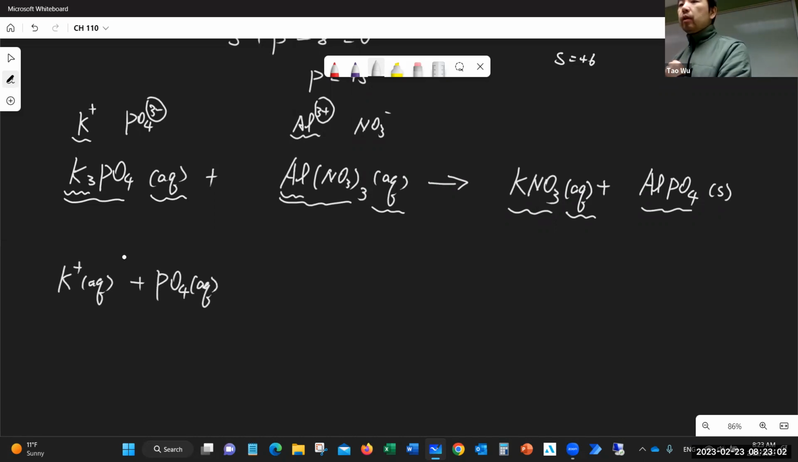But the thing is, I need to balance this equation first. So we're going to put a 1 over here and a 1 over here and 3 over here and 1 over here. Okay, so this one is balanced. Then if we have 1 potassium phosphate, we should have 3 of the potassium ion and 1 phosphate ion. That makes sense, right?